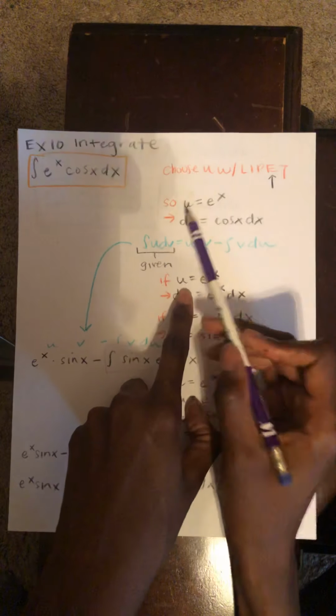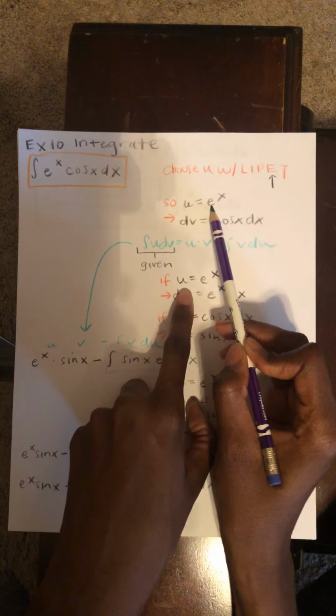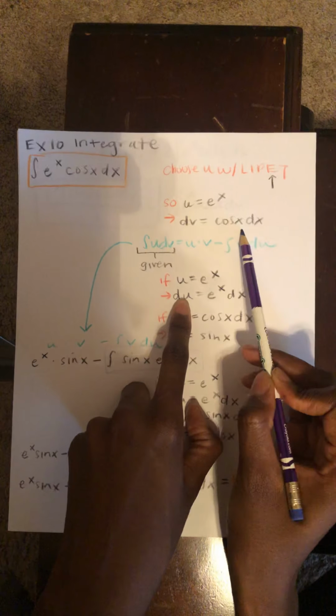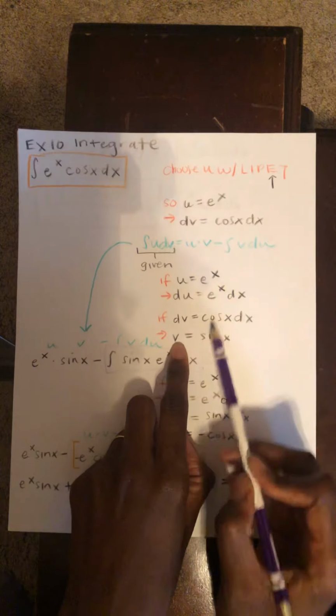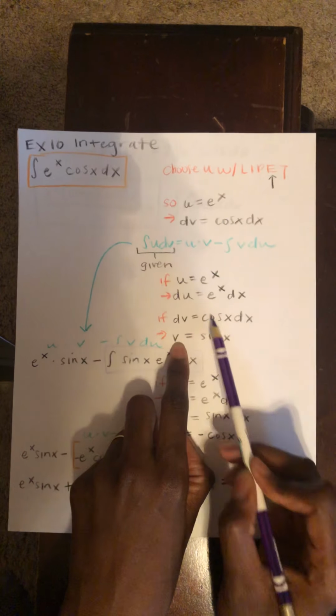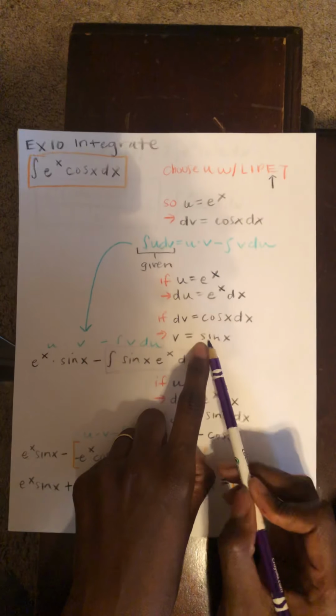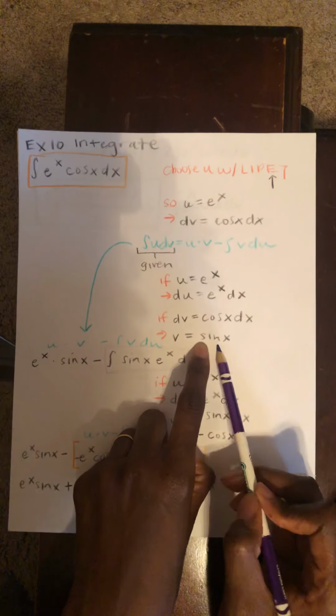So we go through our same steps. Our u is e to the x. du would be the derivative of that, which is itself. dv, to find v, we have to do the antiderivative. We have cosine, and for cosine, you think sine, and now you go back and check yourself. The derivative of sine is cosine, so it works out, okay?